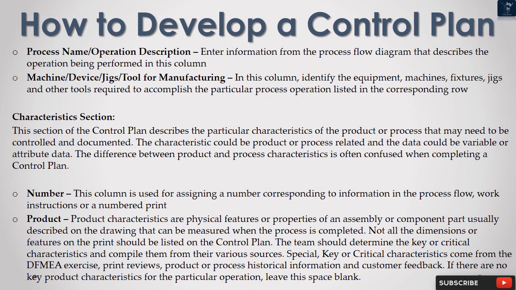Product. Product characteristics are physical features or properties of an assembly or component part, usually described on the drawing, that can be measured when the process is completed. Not all the dimensions or features on the print should be listed on the control plan. The team should determine the key or critical characteristics and compile them from their various sources. Special, key, or critical characteristics come from the DFMEA exercise, print reviews, product or process historical information and customer feedback. If there are no key product characteristics for the particular operation, leave this space blank.